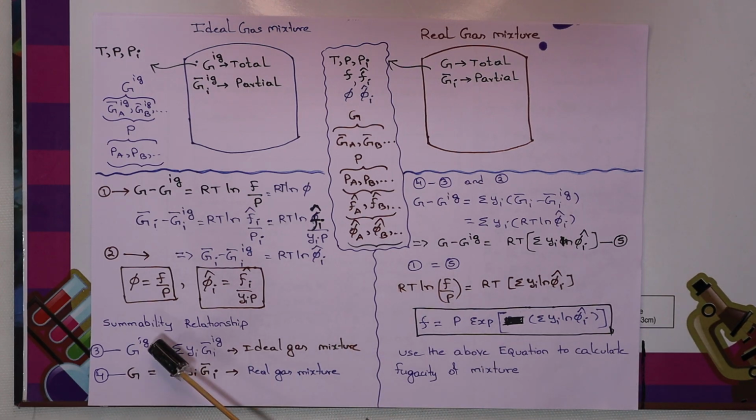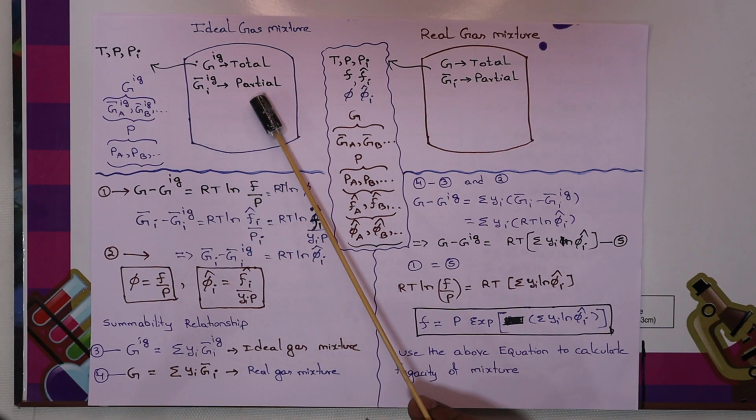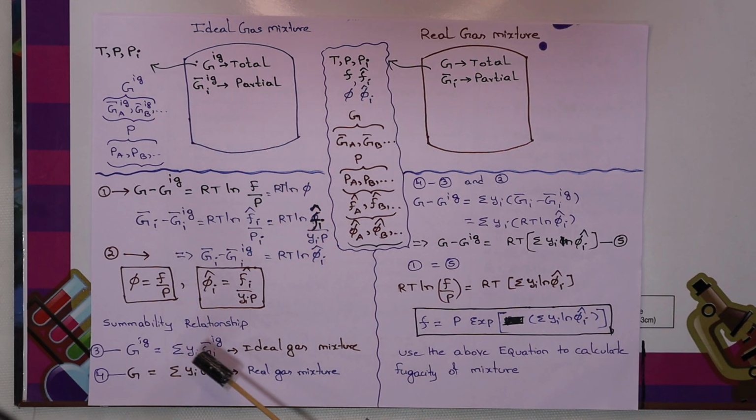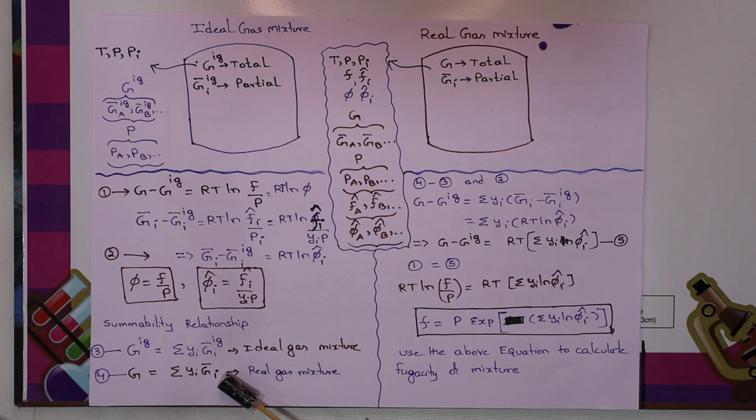If you remember the summability relationship, the total Gibbs energy comes from the summation of partial Gibbs energies. So, for the ideal gas you have to multiply Yi into G bar i ig. For the real gas, G is equal to sigma Yi into G bar i. This is for the ideal gas, this is for the real gas. If you subtract 4 from 3, you get G minus G ig is nothing but sigma Yi RT ln phi i cap.